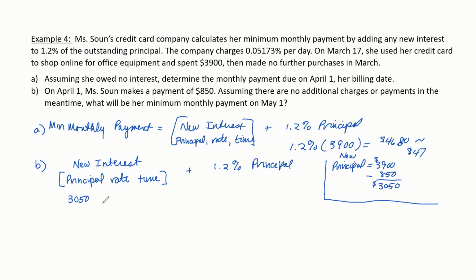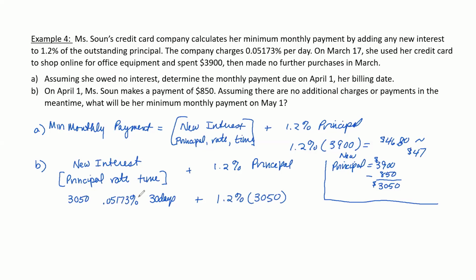Our rate is 0.05173%, and our time is 30 days. It's May 1st, and originally it was April 1st, so that's 30 days. And then plus 1.2% times that same principal of $3,050.